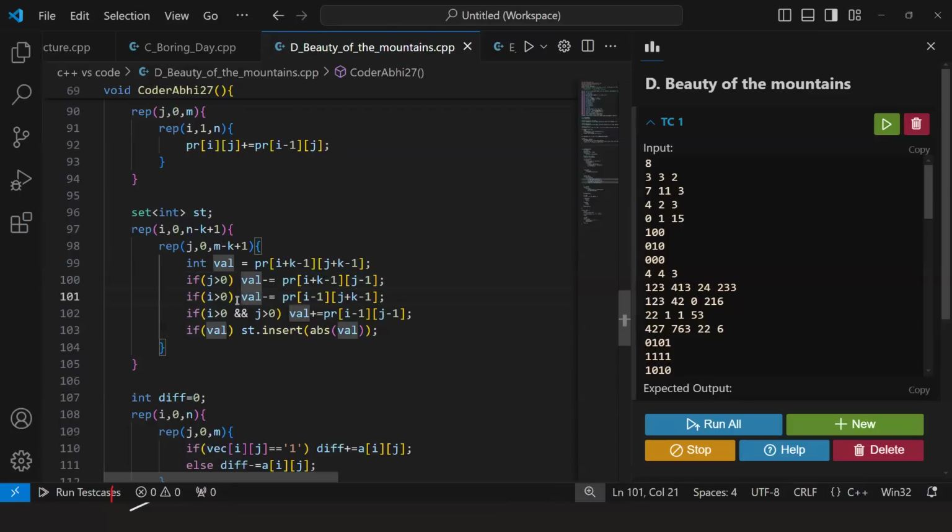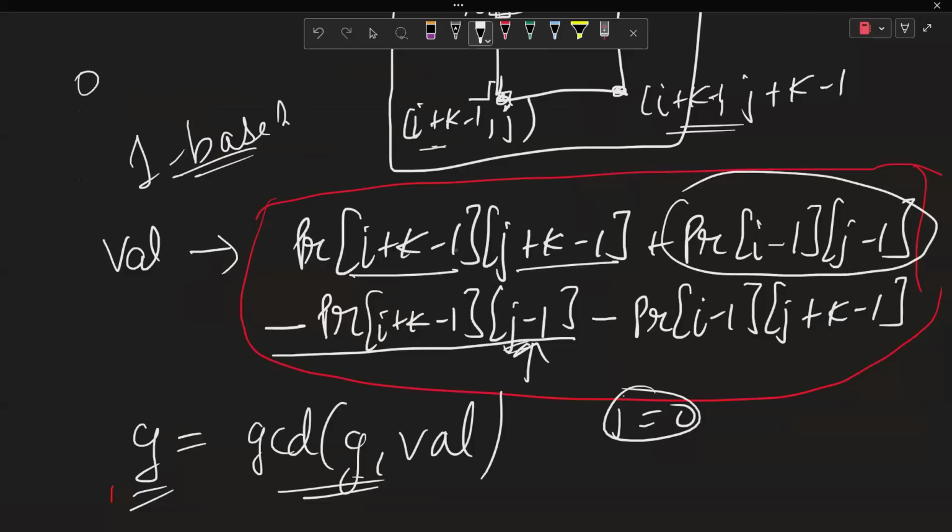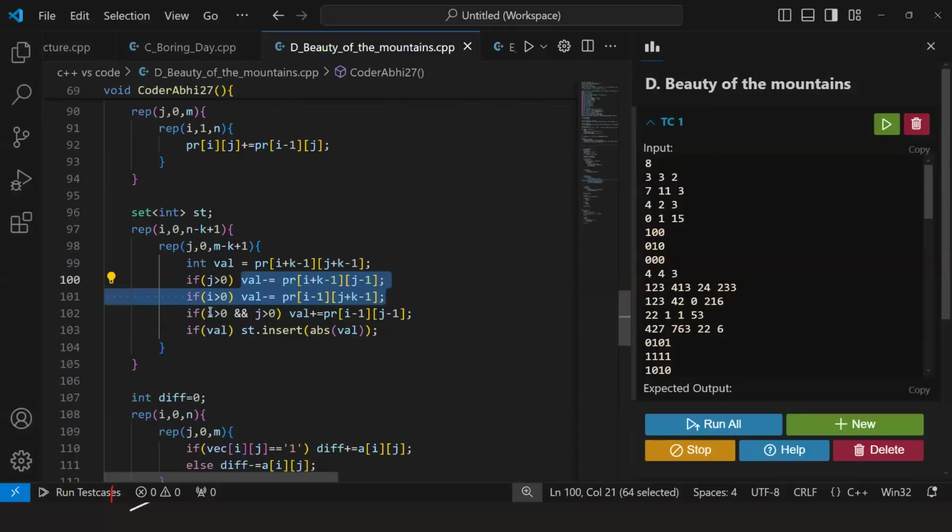Again, for this case, if i is greater than 0, then do this i minus 1, j plus k thing. So this subtraction thing I did. Now, one more term we didn't do is this i minus 1, j minus 1. For this, if both i is greater than 0 and j is greater than 0, we do plus this.